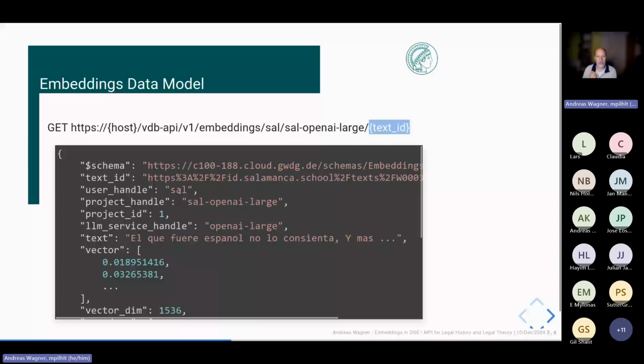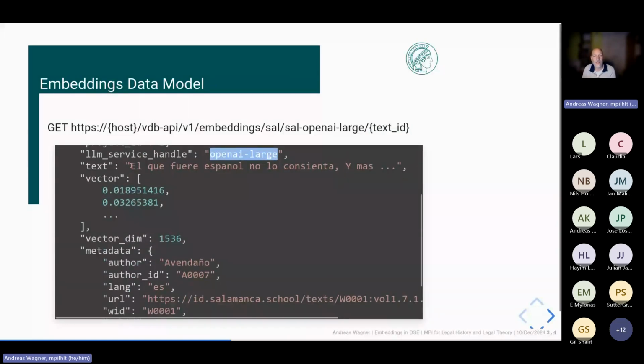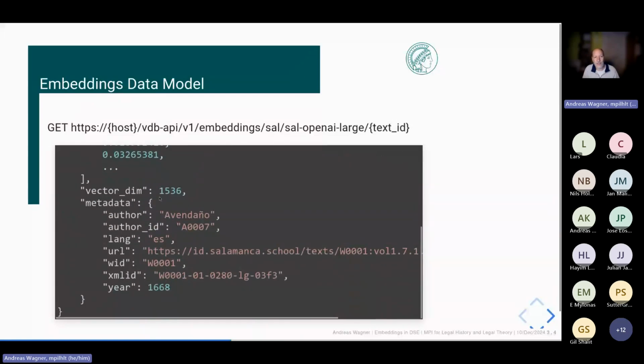You have information about the project and the user. You have information about what large language model service these embeddings are related to. There's the text itself, the plain text that I had extracted before, and here is a vector of 1,500 of these numbers. That's the representation of the text. And then we have some metadata. That's actually arbitrary. You can put any metadata in there.